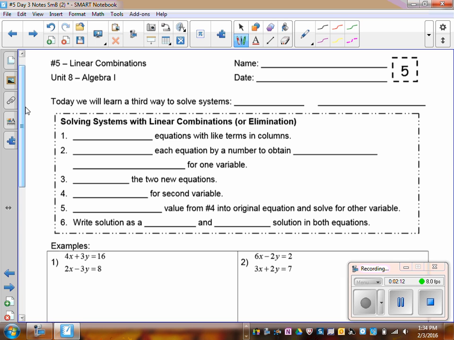Thank you, Abby. Okay, so today we will learn a 3rd way, and it is called linear combination. And you might hear it referred to as elimination. I think that one's more commonly known as. I call it elimination. And what we're doing is eliminating one of our variables.